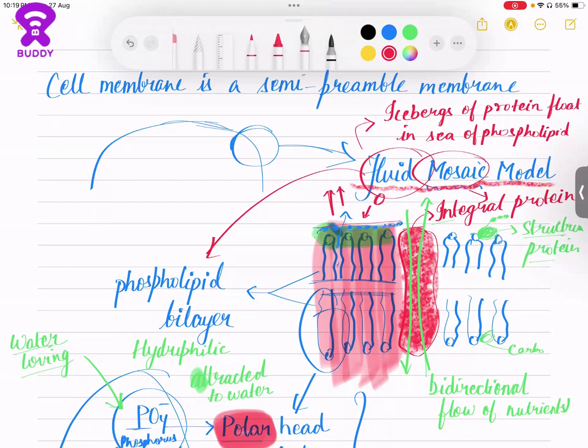In a similar way, we have integral proteins here which act as gatekeepers between the inside and outside of the cell, deciding which things are going in and which things are coming out. Got my point?